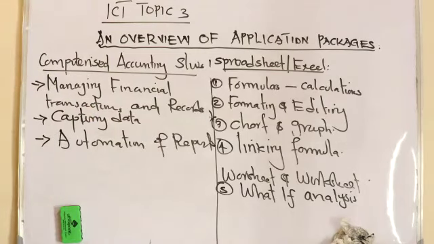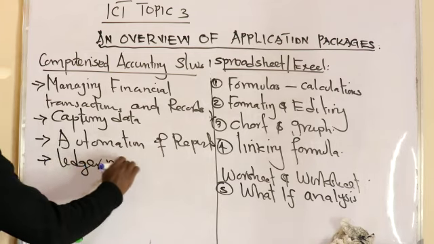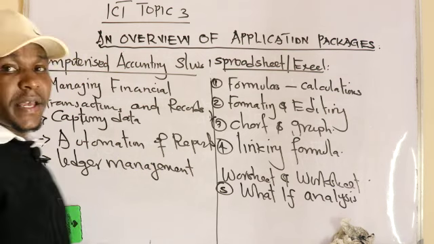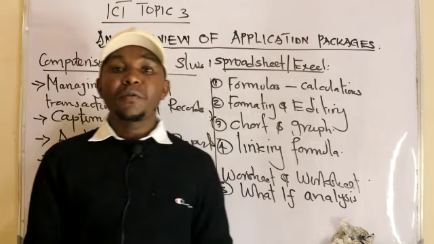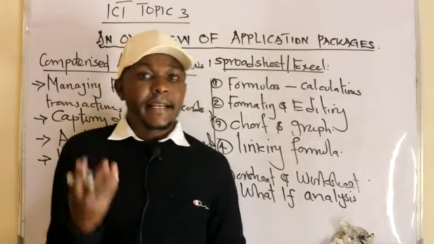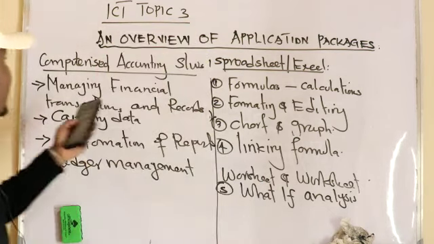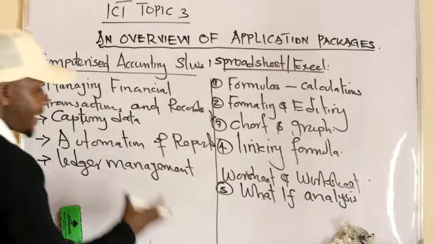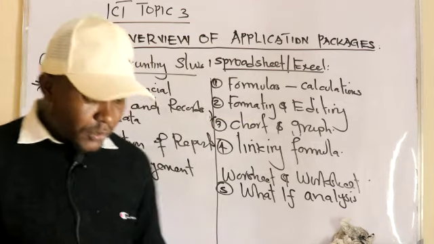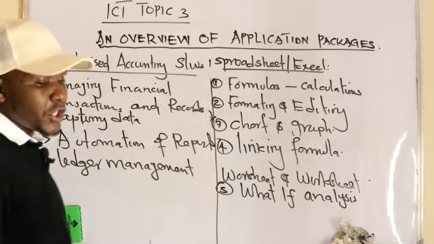It also has what is called ledger management, with which you can create a lot of ledgers. Remember, when we talk of ledgers, we are talking of accounts. For example, an expenditure account. Electricity is one of the ledger accounts. Transport is one of the ledger accounts. So these accounting packages you can use to manage these ledgers. You can manage, delete, and edit those ledgers. So that makes the end of this topic 3. That is an overview of packages.